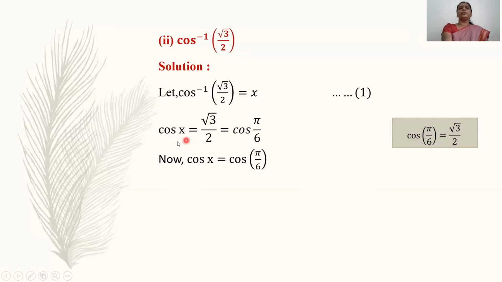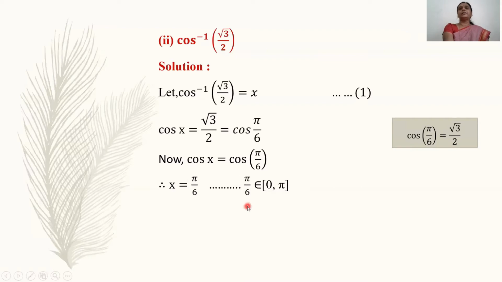Now, if I compare this cos x and cos pi by 6, I will get cos x is equal to cos pi by 6. Now, obviously, this x must be equal to pi by 6. Therefore, write down x is equal to pi by 6. Now, I have to check. This x means value of cos inverse root 3 by 2. Therefore, I have to check this x lies in the range of cosine function. And what is the range for cosine inverse function? Range for cosine inverse function is closed interval 0 to pi, that is 0 to 180 degree.